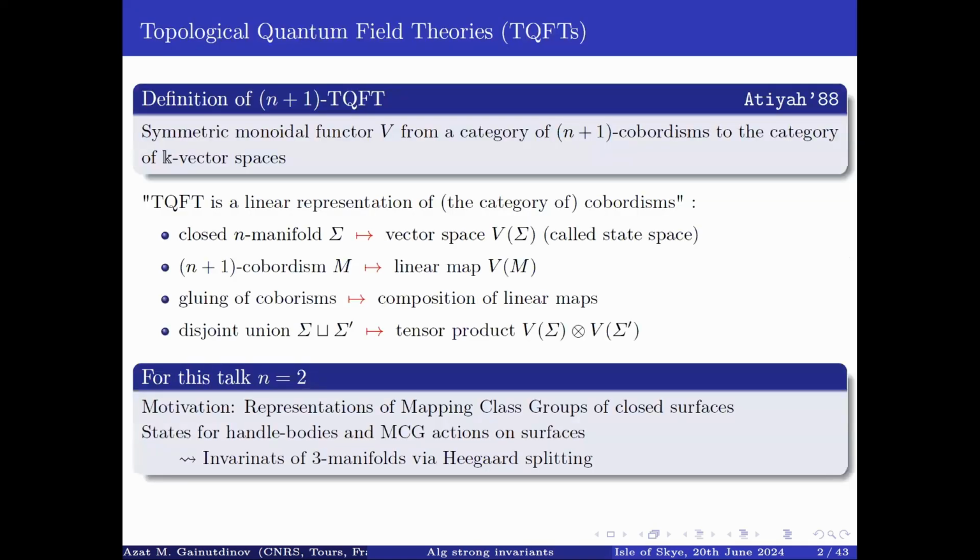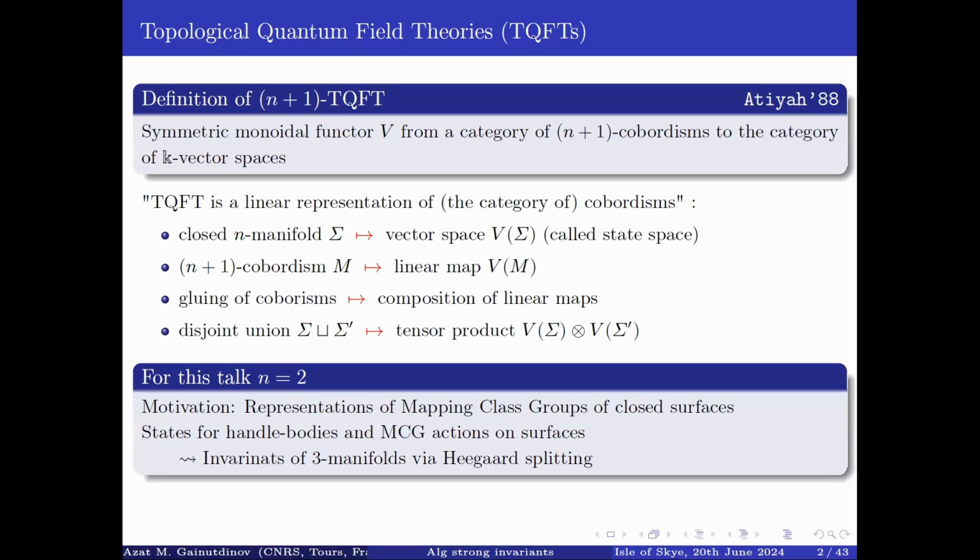We are interested in topological quantum field theories, and here is a very good definition of a topological quantum field theory. It's a symmetric monoidal functor from the category of n plus 1 cobordisms to the category of finite-dimensional k-vector spaces. This will be my definition. Loosely speaking, TQFT is a study of linear representations of cobordisms.